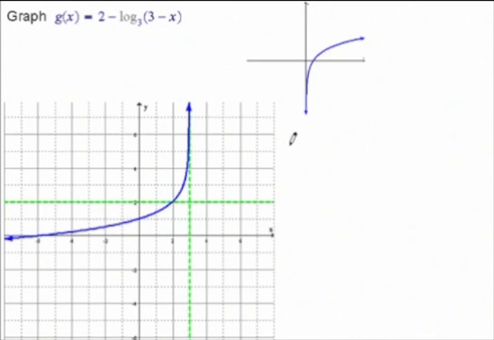The domain of this graph is negative infinity all the way up to positive 3. The range of this graph is going to be all real numbers. And that's it.